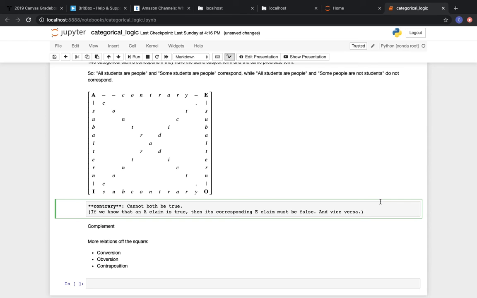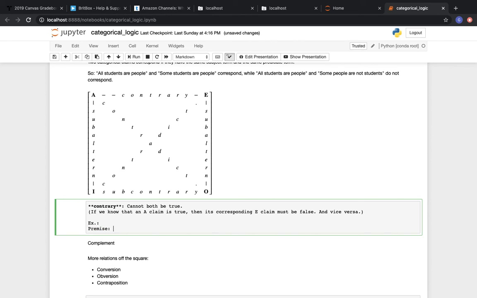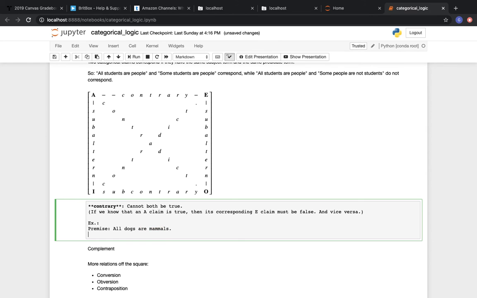And so that leads to a kind of valid piece of reasoning, right? It's a valid argument if my premise is some A claim is true, and its conclusion is the corresponding E claim is false, right? That has to be a valid piece of reasoning. So for example, premise, all dogs are mammals. Valid conclusion, it's false that no dogs are mammals.